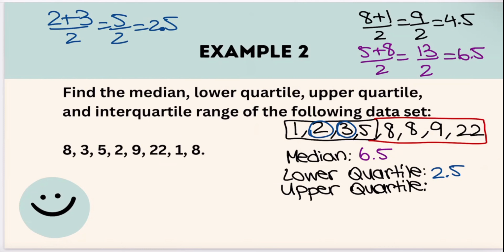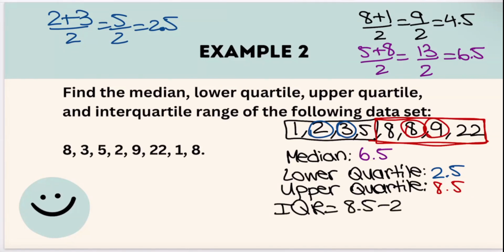Then for the red data set, the second half of the overall data set, the middle numbers are 8 and 9. And the average of 8 and 9 would be 8.5 if we were to write it out, or we can just say that's something we know, because halfway between 8 and 9 would be 8.5. And then last but not least, we need to find the interquartile range, which is going to be the upper quartile minus the lower quartile, so 8.5 minus 2.5, which is 6. So therefore 6 is the interquartile range.